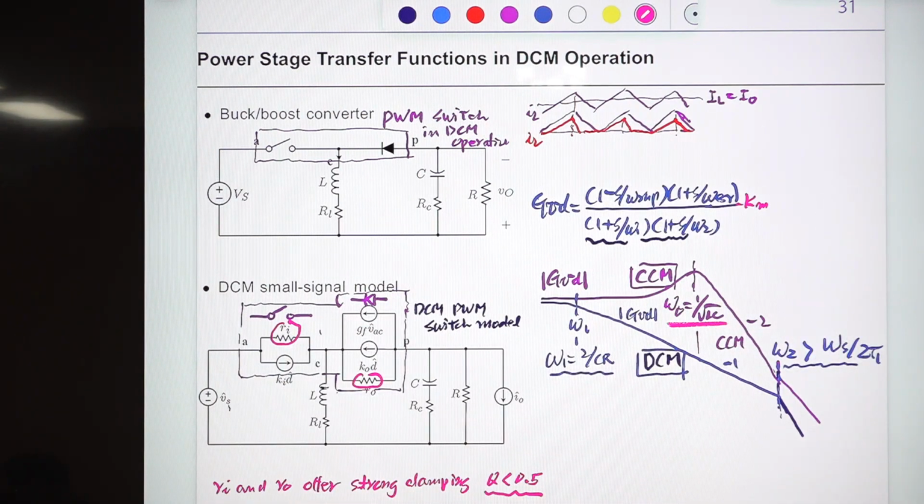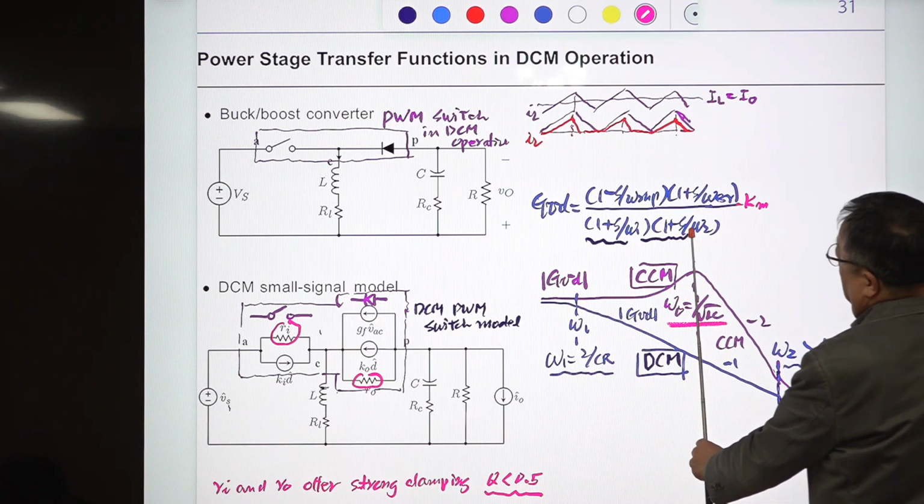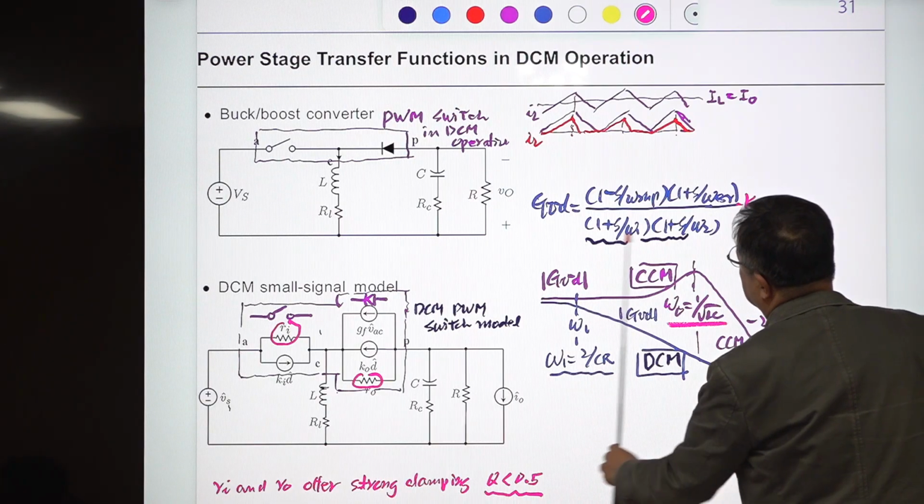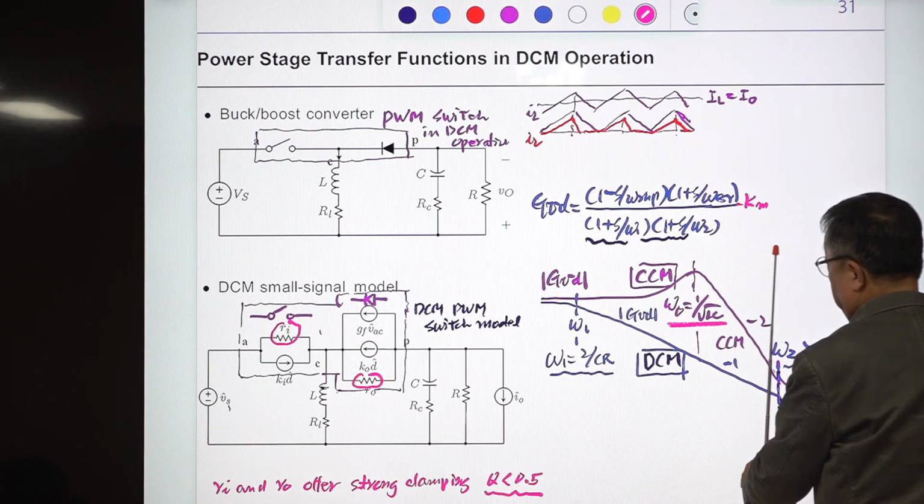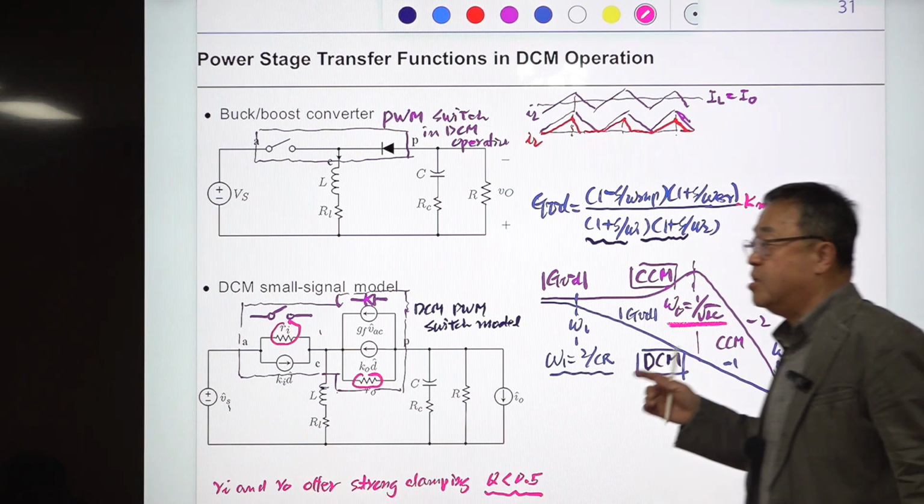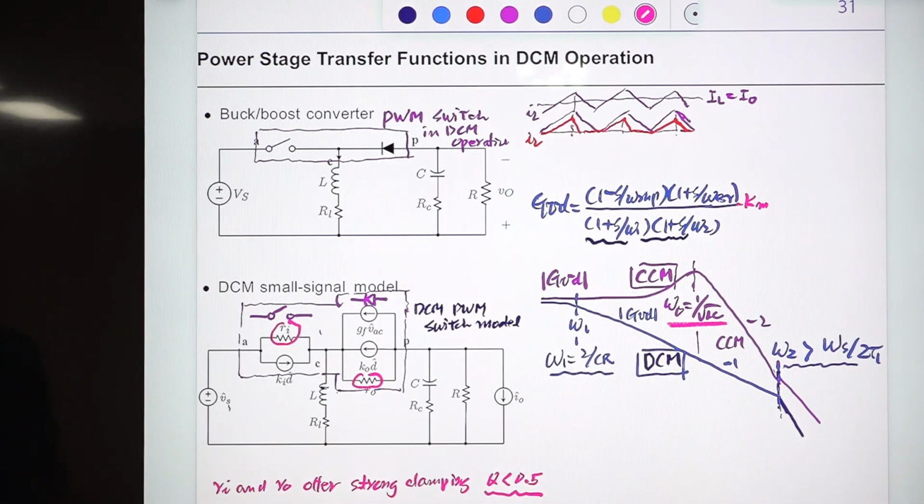But in the CCM, the denominator was second order, 1 plus S divided by Q omega naught plus S squared divided by omega naught squared. That term is separated into two dual poles. So one is here, one is here. In the CCM, the double pole was here, but in DCM, one pole moves to the lower frequency and another pole moves to the higher frequency. So there is a separation. This is the basic difference between CCM and DCM.